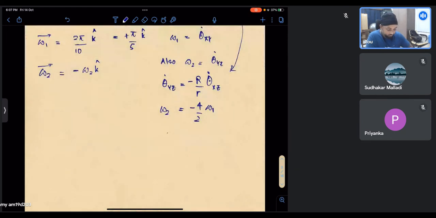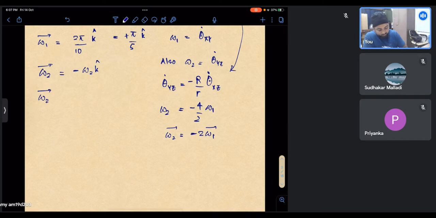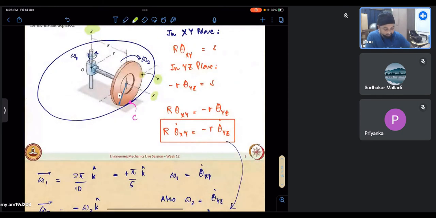So omega 2 is essentially minus 2 times omega 1. So omega 2 is minus 2 into omega 1, whose vector is pi by 5 k cap. But this is only the magnitude. We shouldn't include this; the minus sign we have accounted for. The angular velocity's axis will be along I, that is the x-axis, this axis. It will be pointing inwards.